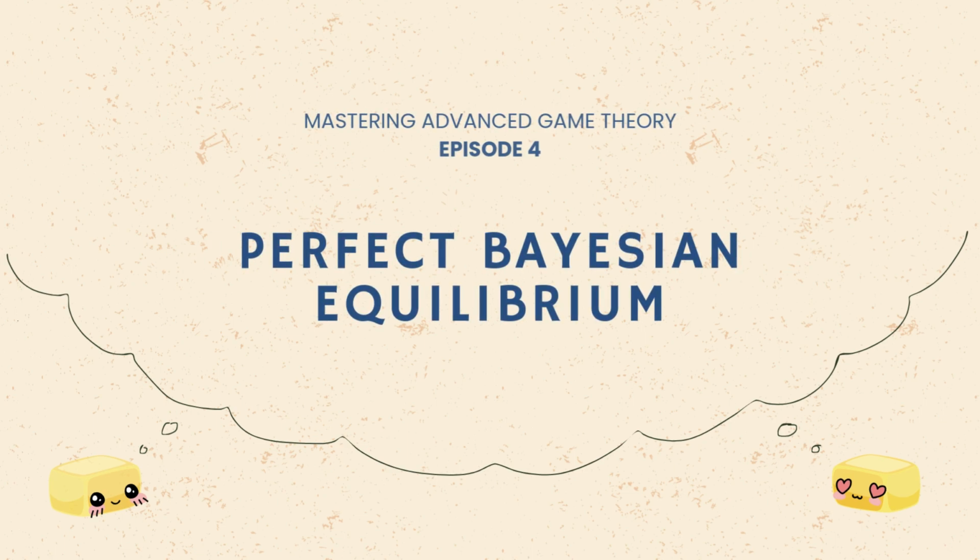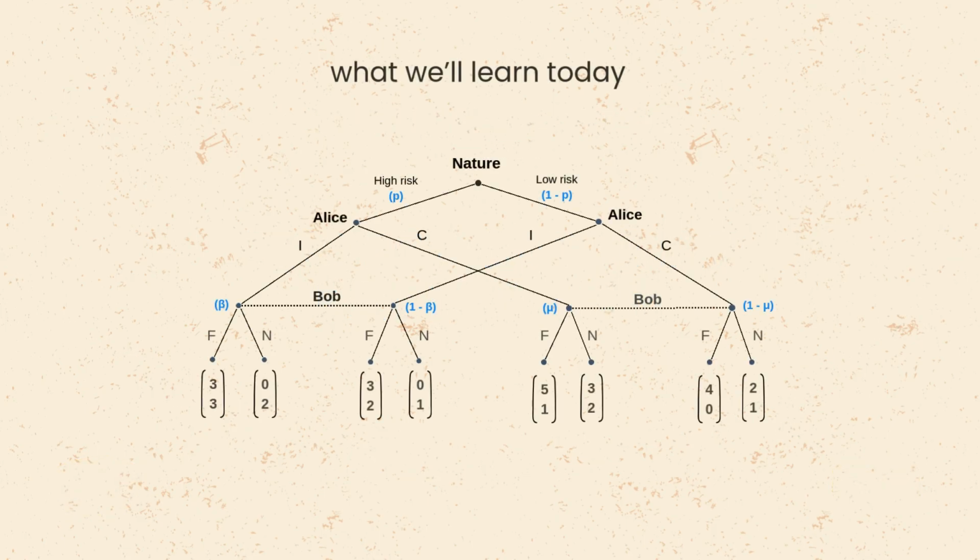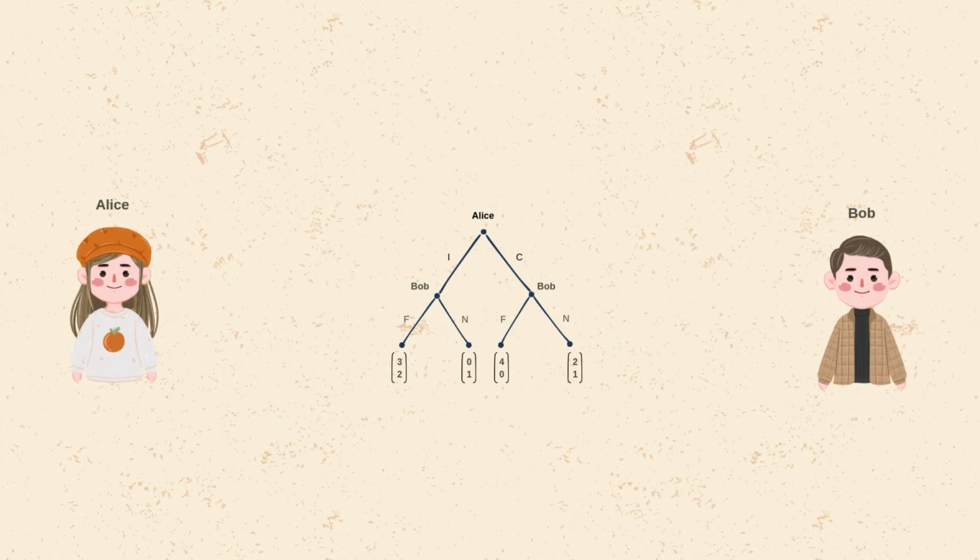Mastering Advanced Game Theory Episode 4, Perfect Bayesian Equilibrium. Today, we'll learn how to navigate extensive form games with incomplete and imperfect information using the Perfect Bayesian Equilibrium. Let's revisit our startup founder scenario from last time, where Alice decides whether to invest in a new technology, and Bob decides whether to fund it based on Alice's actions.